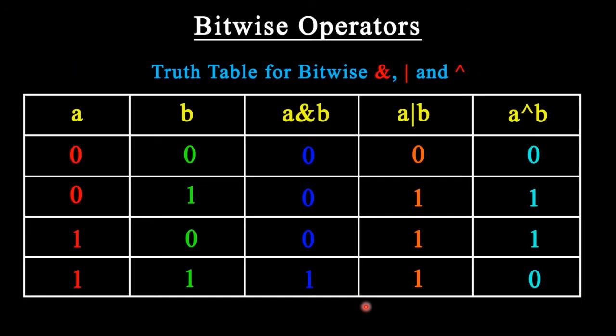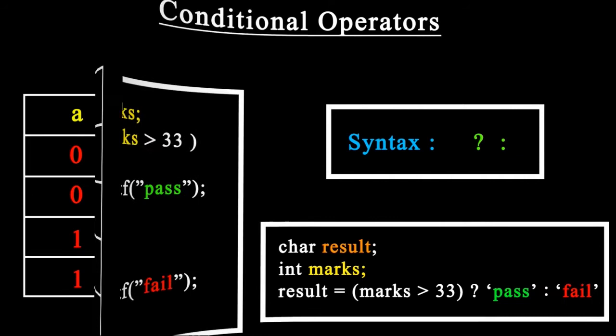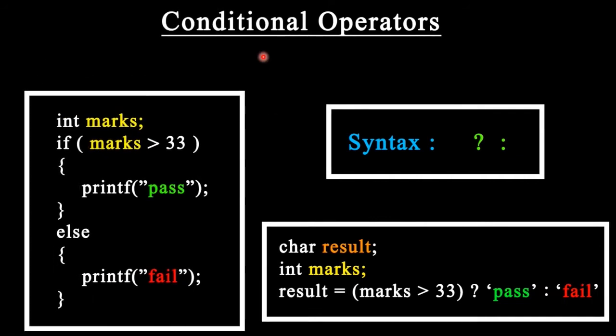Now let's move on to the next operator, which is the conditional operator. So here conditional means the if-else statement that we generally use in our programs. But here, with the help of the conditional operator, you can eliminate the whole if-else statement, and instead of writing if-else statement, we can write the whole thing in one single line. So this is the syntax for the conditional operator. The syntax is question mark and colon.